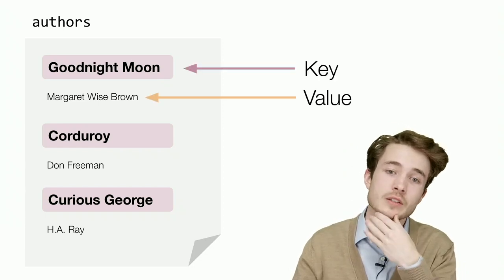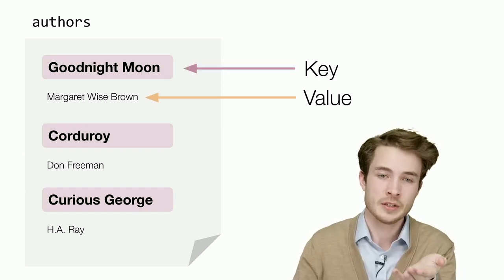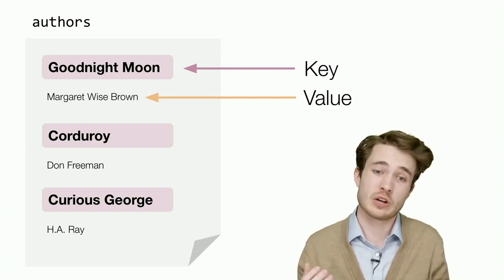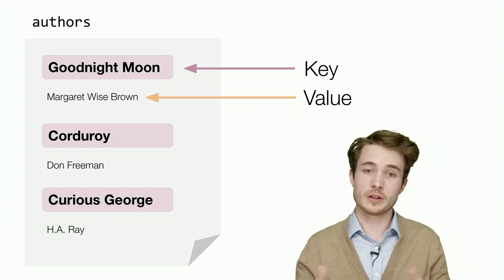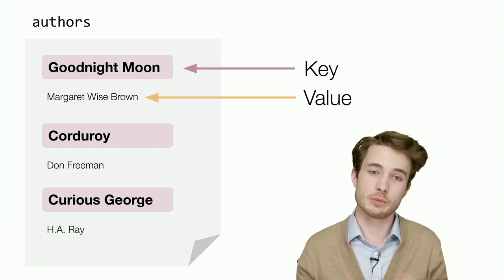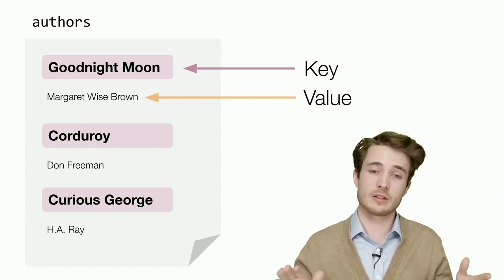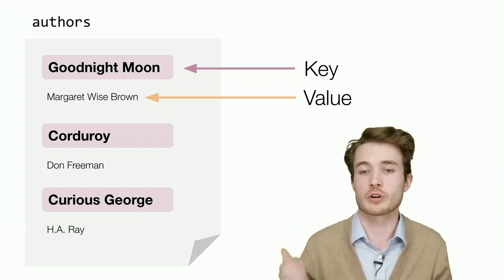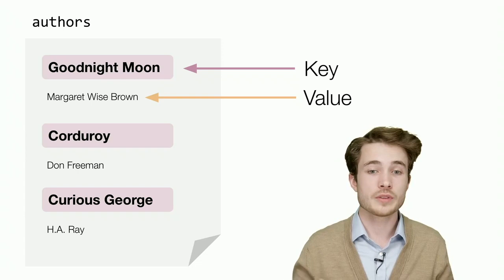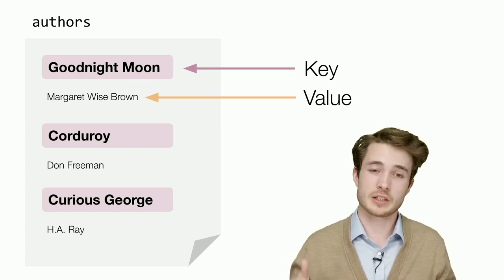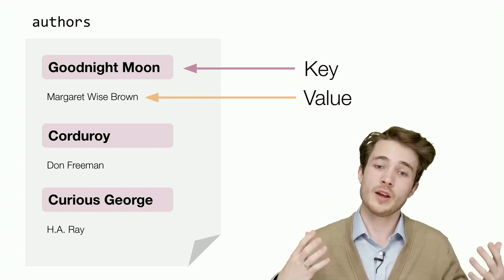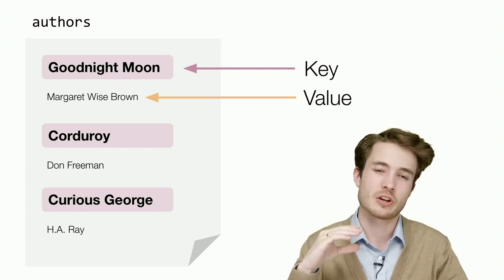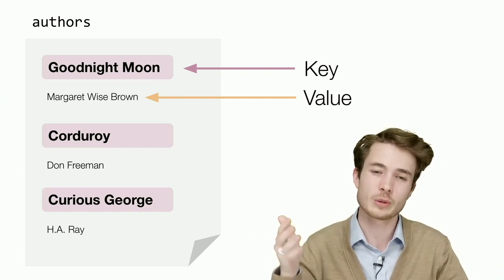So we see again, Goodnight Moon is an example of a key here, and Margaret Wise Brown is an example of a value. So in this dictionary, authors, I could ask for a title, like a book title. I could say Goodnight Moon, and my dictionary will actually give me back the value associated with that key, like Margaret Wise Brown. Now, this example here is a collection of multiple objects in the same dictionary. Like I have multiple books here, all in that same dictionary. We have Goodnight Moon, we have Corduroy, we have Curious George.